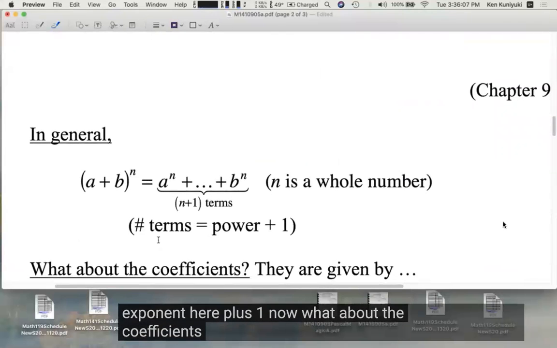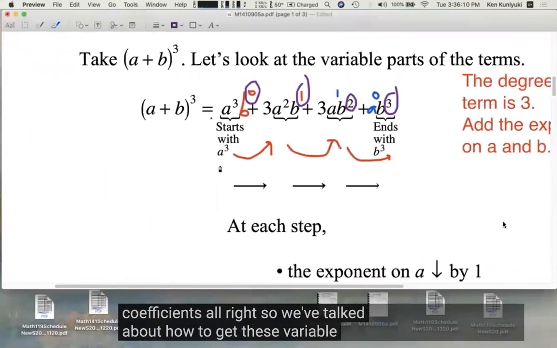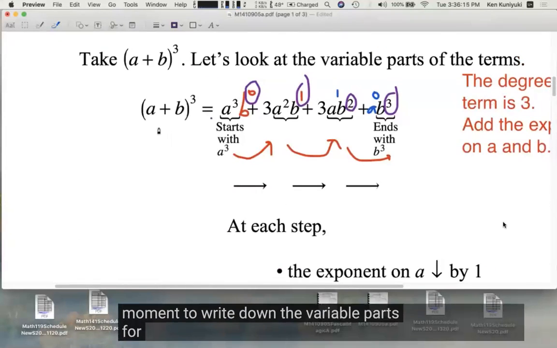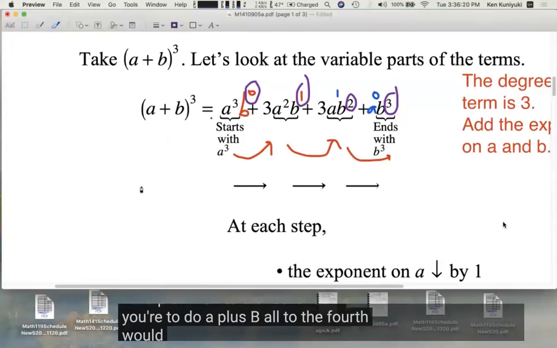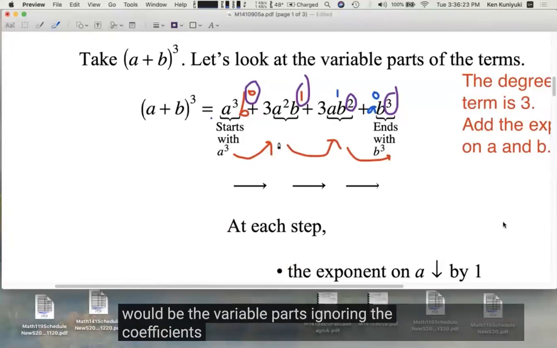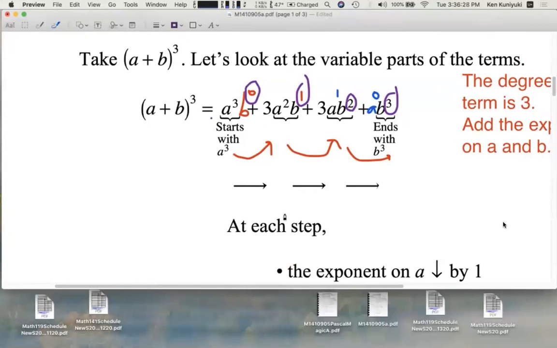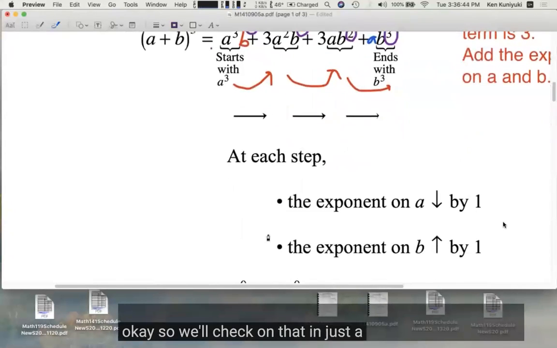Now, what about the coefficients? So we've talked about how to get these variable parts here. And by the way, I'll give you a moment to write down the variable parts for a plus b all to the 4th. If you were to do a plus b all to the 4th, what would be the variable parts, ignoring the coefficients for now? I'll give you 15 seconds. Okay, so we'll check on that in just a moment.